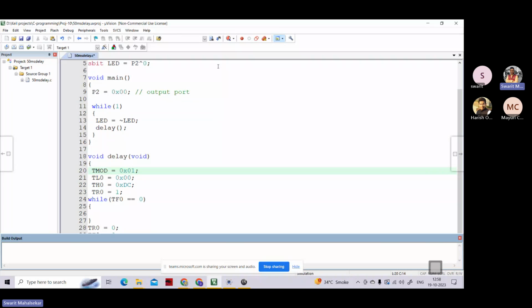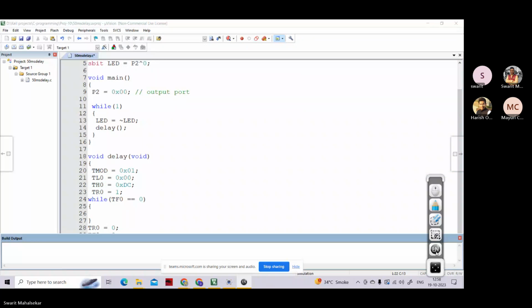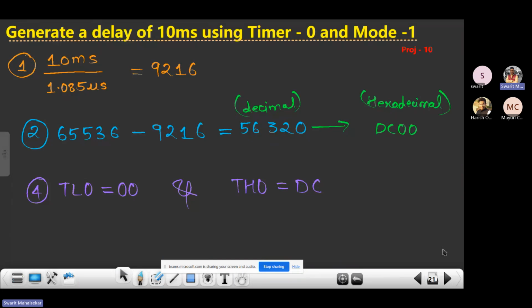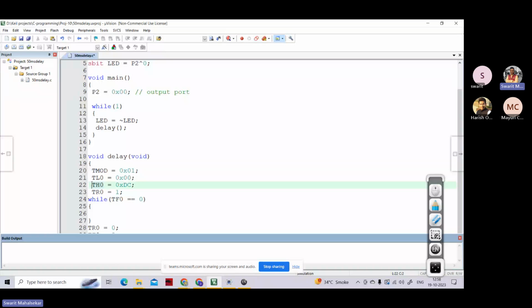So for that, you see over here, I'm giving TL0 as 0x00. TL0 is equal to 00. We need to assign the lower 8 bits to TL0 and higher 8 bits to TH0. So you just have a look over here, TH0 0xDC. In hexadecimal, we write it in this way, 0x, and then the numbers which we want to write. Now with this, I hope you understood this.